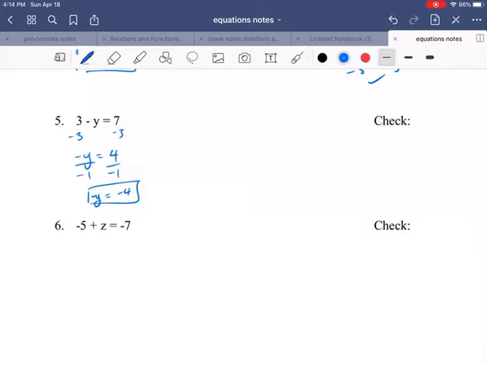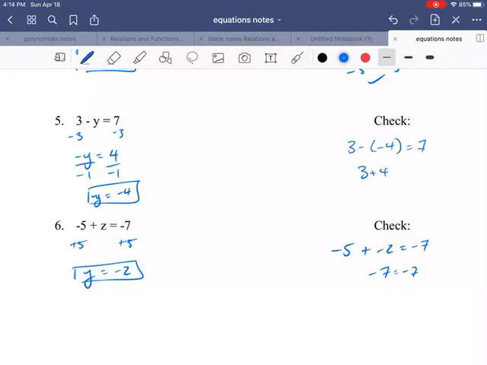This one we have negative 5 plus z equals negative 7. So the inverse operation is to add 5 to each side, and we get z is equal to negative 2. And to do our check, I didn't do the check on the last one. I'll do that in a second. Negative 5 plus a negative 2 does equal negative 7. And then in this one we have 3 minus a negative 4. So we get 3 plus 4 is equal to 7, and 7 equals 7.